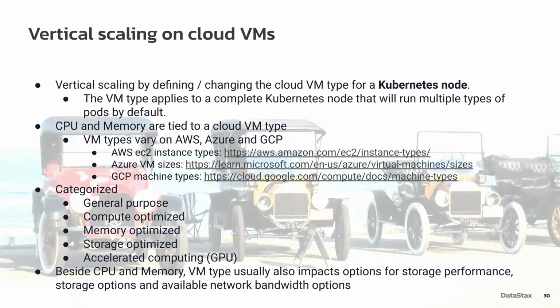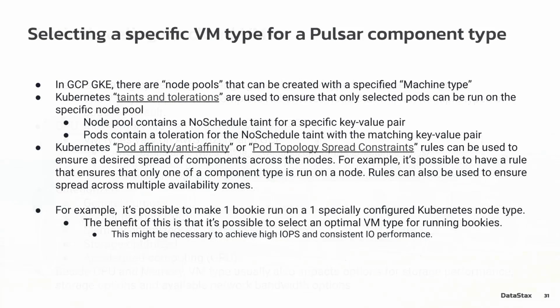So a quick note about the vertical scaling of cloud VMs. There's multiple types of cloud VMs that can be set for a Kubernetes node. A Kubernetes node doesn't directly map to a single pod, but the scheduler will run many pods on that by default. But this could be changed. If you want a configuration where you just run a single bookie on a single Kubernetes node, this could be achieved with Kubernetes taints and tolerations and separate Kubernetes node pools.